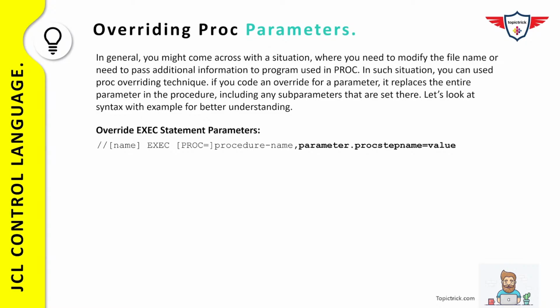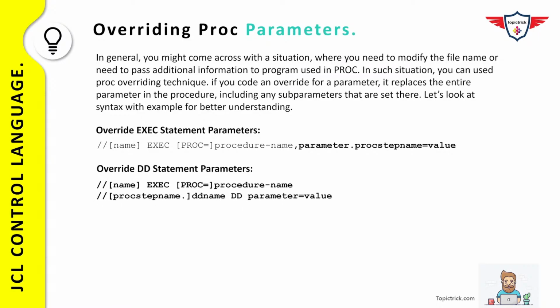If you want to modify or add a DD or output statement in a procedure, then you can code the appropriate parameter on the DD and output statement that follows the invoking execute statement. And if you want to nullify a parameter, then you can code the parameter without any value. That means you are not required to pass the value after the equal sign.